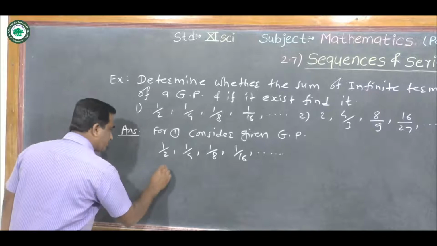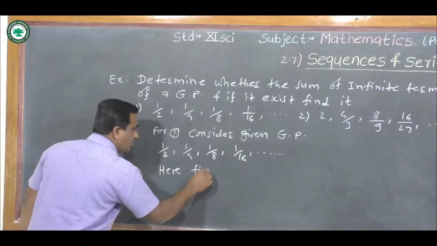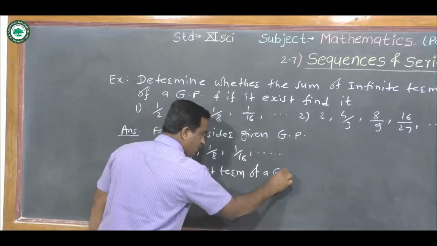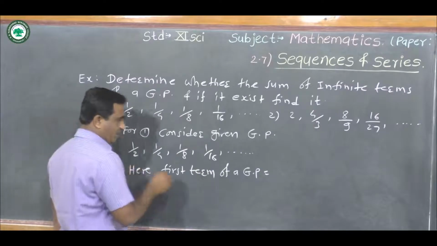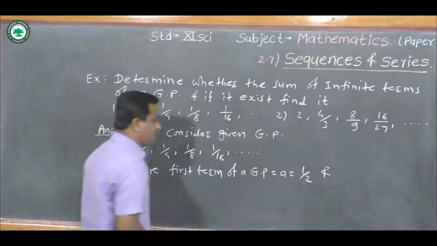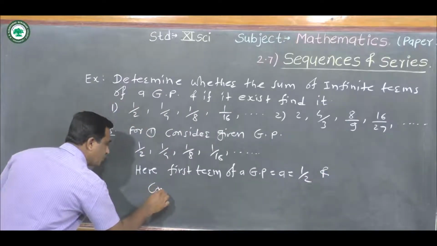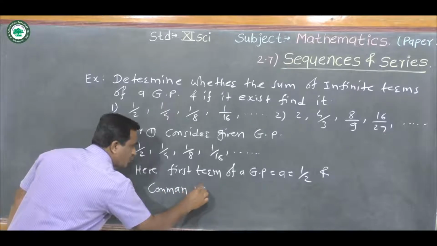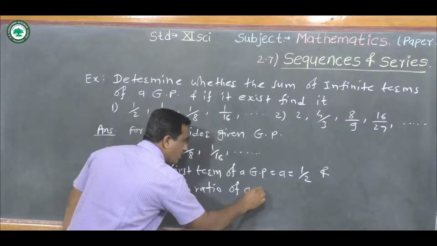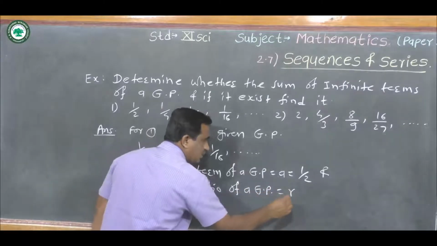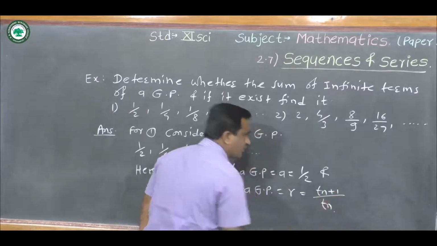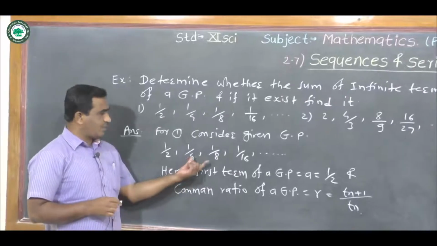Now here, the first term of the geometric progression is equal to 1 by 2, that is a is equal to 1 by 2, and the common ratio of the GP is equal to R. We know that the formula for R is equal to Tn plus 1 upon Tn. That is, take any two consecutive terms.